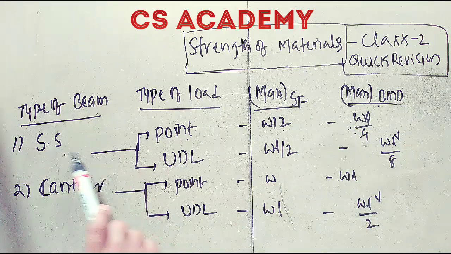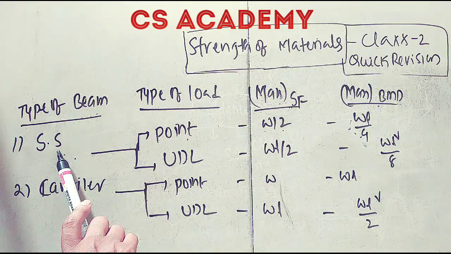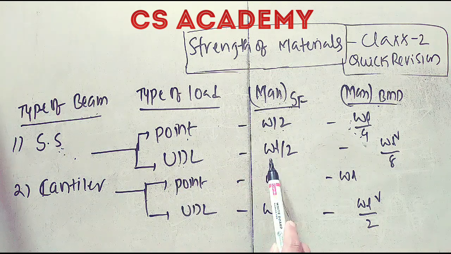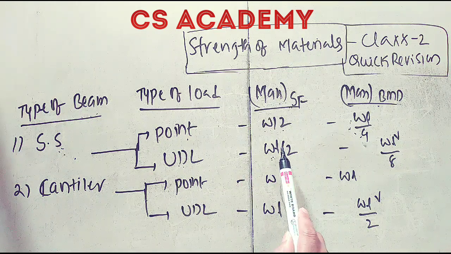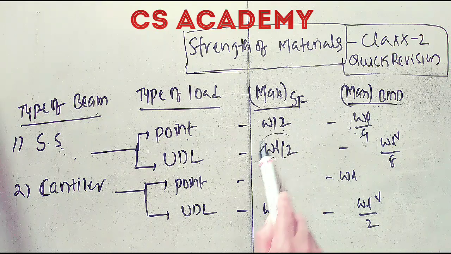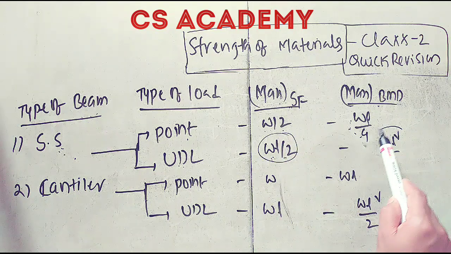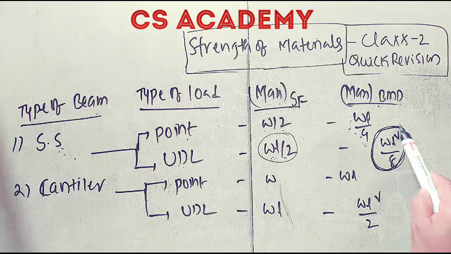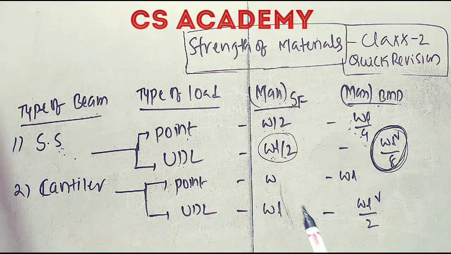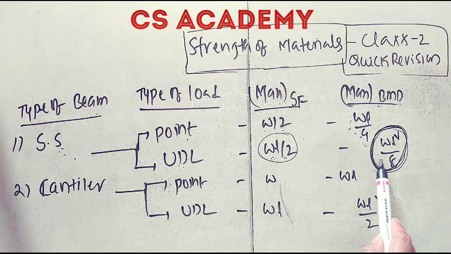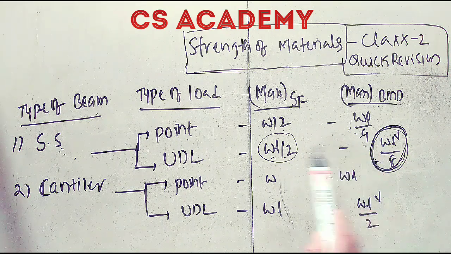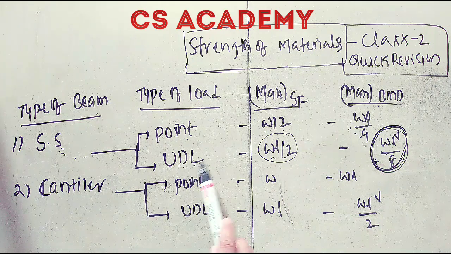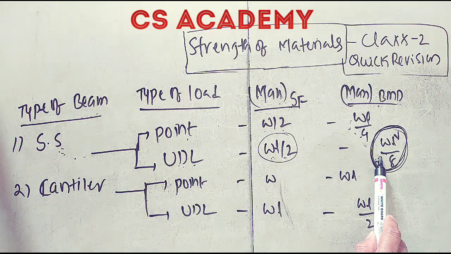Next, based upon the type of beam and type of loading: for a simply supported beam with UDL, the maximum shear force happens at WL by 2, and the maximum bending moment happens at WL square by 8 in case of UDL. It is very important. This is a guaranteed question in your next coming exam. In a simply supported beam with UDL, the maximum bending moment happens at WL square by 8.